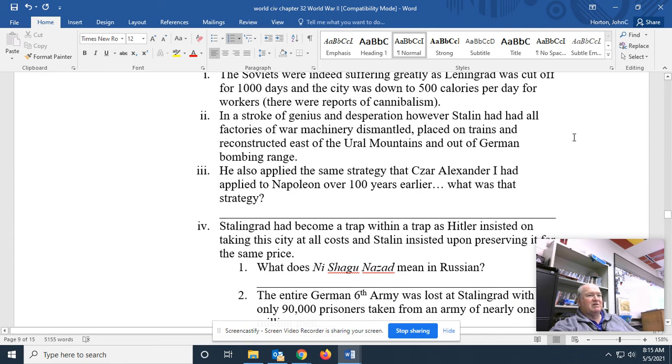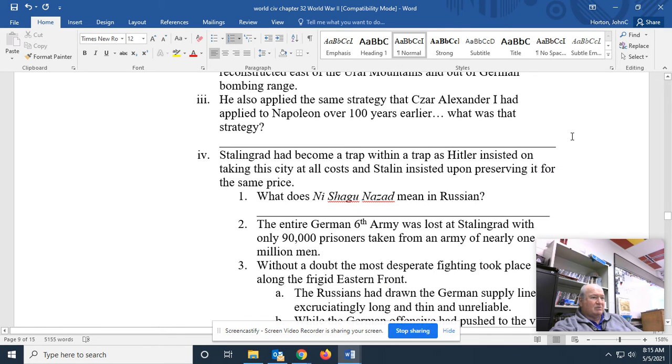In a stroke of genius and desperation, however, Stalin had all factories of war machinery dismantled, placed on trains, and reconstructed east of the Ural Mountains and out of German bomber range. He also applied the same strategy that Tsar Alexander I had applied to Napoleon 100 years earlier, which was to scorch the earth. In other words, as the Germans marched through the Soviet Union, they marched through towns that had been burned to the ground. They marched through wheat fields that had been burned, water holes poisoned, cattle either removed or slaughtered. The Russians left nothing for them.